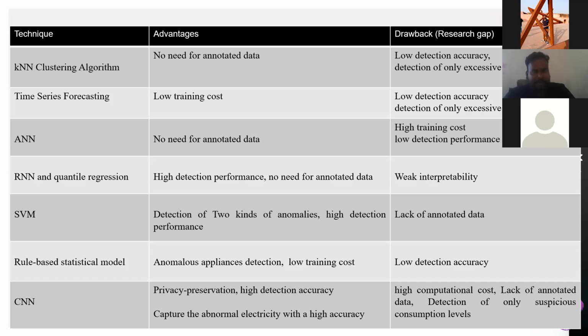Next, in the current scenario, the main topic is CNN-based approaches, which are the current approaches for anomaly detection in many fields of deep learning. There, they are simply calculating the theft.